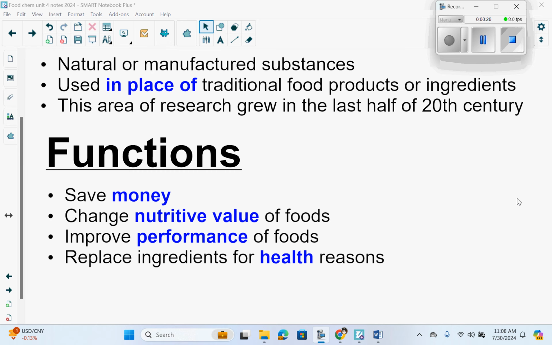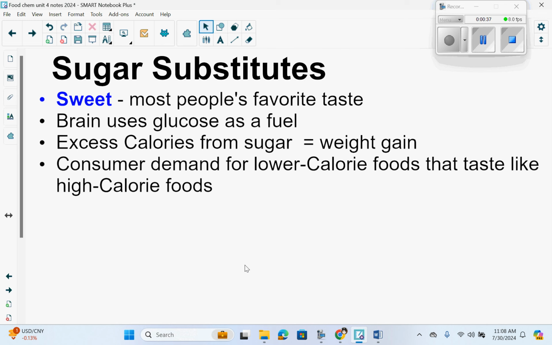Functions include saving money, changing the nutritive value of foods, improving the performance of foods, or replacing ingredients for health reasons. Sugar substitutes. Sweet is most people's favorite taste. The brain uses glucose as a fuel. Excess calories from sugar, though, result in weight gain. So there's a consumer demand for low-calorie foods that taste like high-calorie foods.